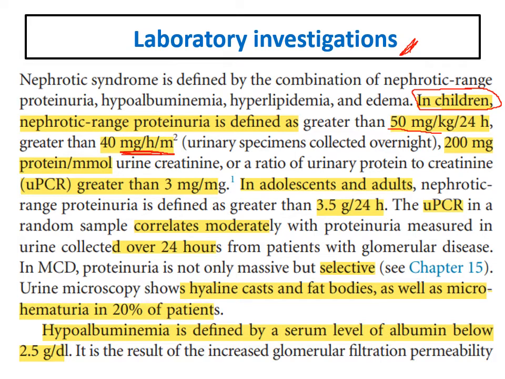ده سؤال هتتسأله، ازاي بنعرف البروتينوريا او النيفروتيك رينج بروتينوريا في الchildren. بنعرفها it is more than 50 mg per kg per day or 40 milligram per hour per square meter, or 200 milligram protein per millimole of urine creatinine, or protein to creatinine ratio more than 3 milligram per milligram.